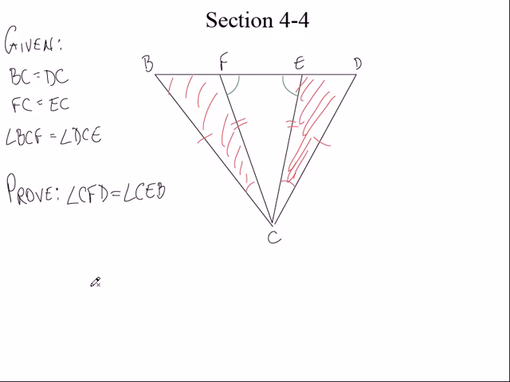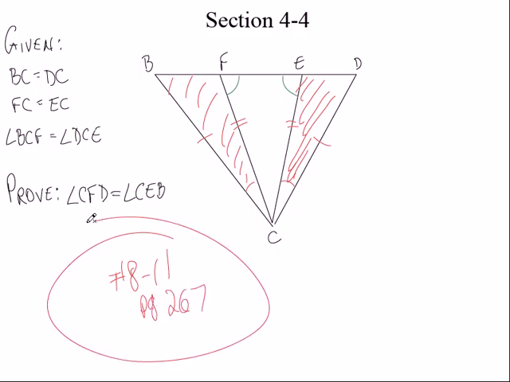Let's just do numbers 8 through 11. That's page 267. All right, that's easy. It's a little different than what we did today, but you'll be able to do it. Okay, 8 through 11, page 267. That's all I'm going to have you do today. There's no proofs on this. Tomorrow we'll work on the proofs together.